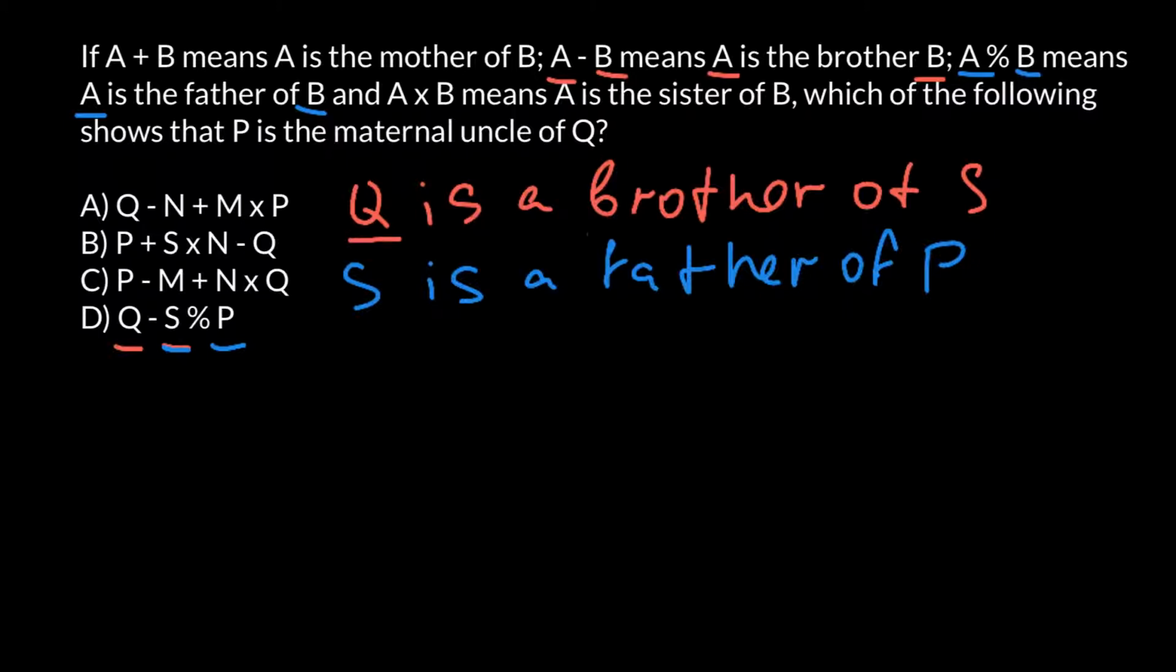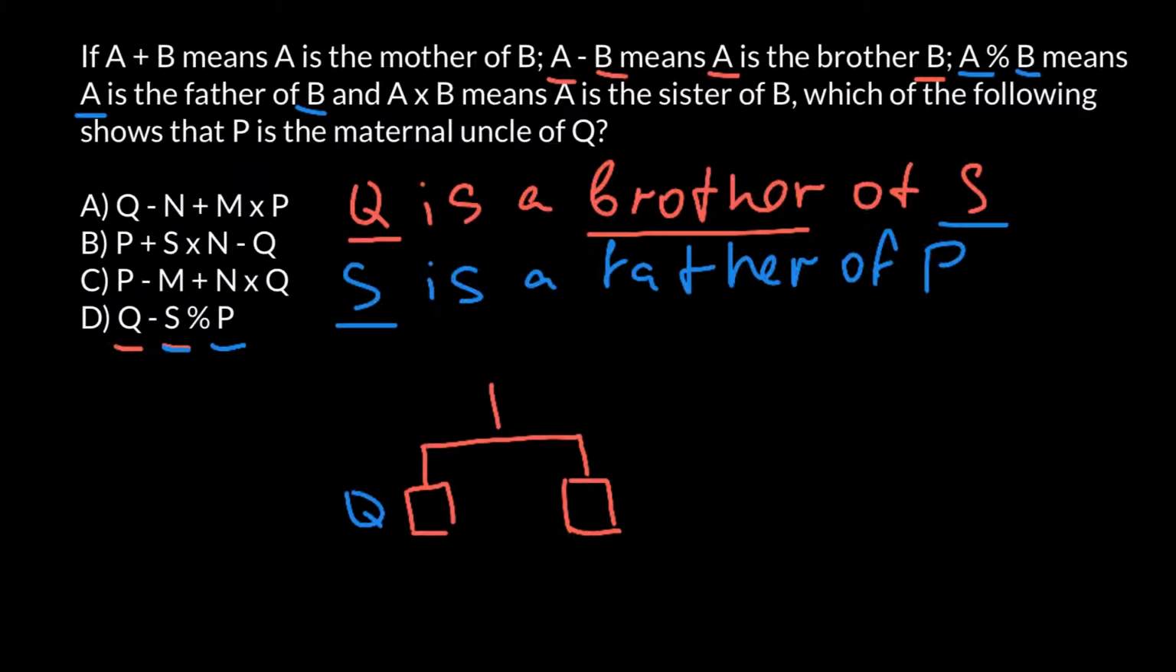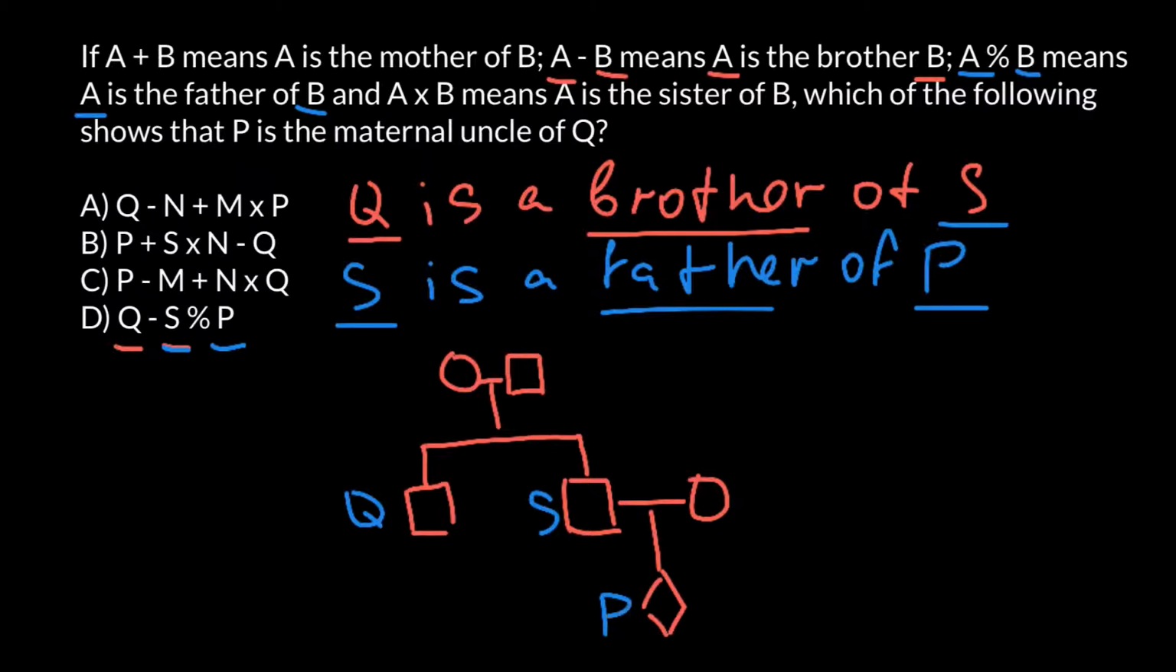Q is a brother, so we use a square box and here is Q. Q is a brother of S and S is a father, so also a box. Q and S are brothers and they have parents, and S is a father of P. So S has a wife and he is a father of P. Again, sex is not specified, so he is P.